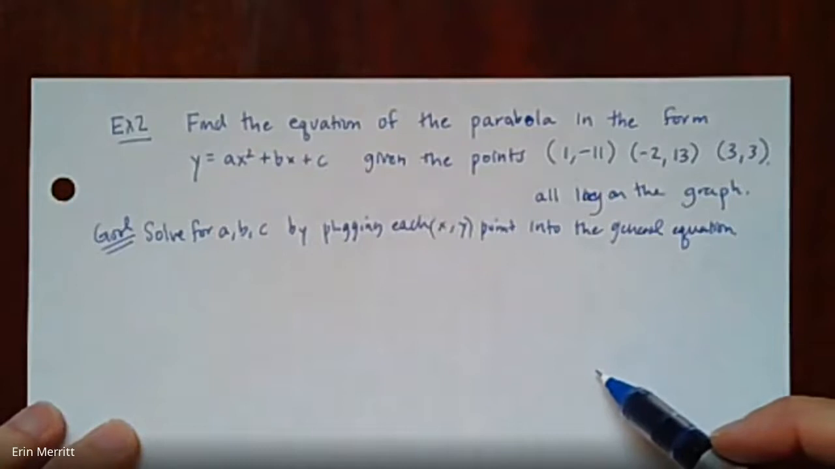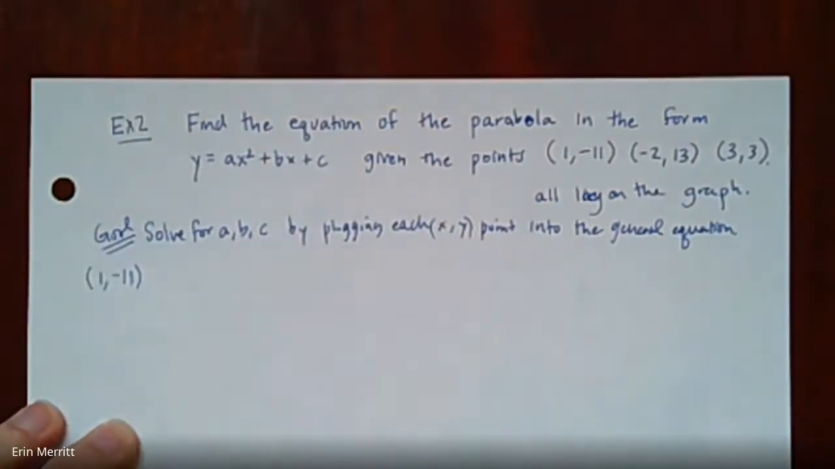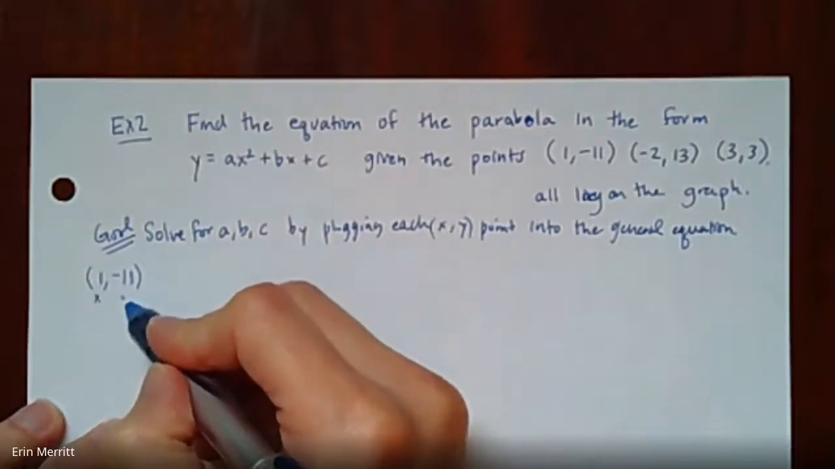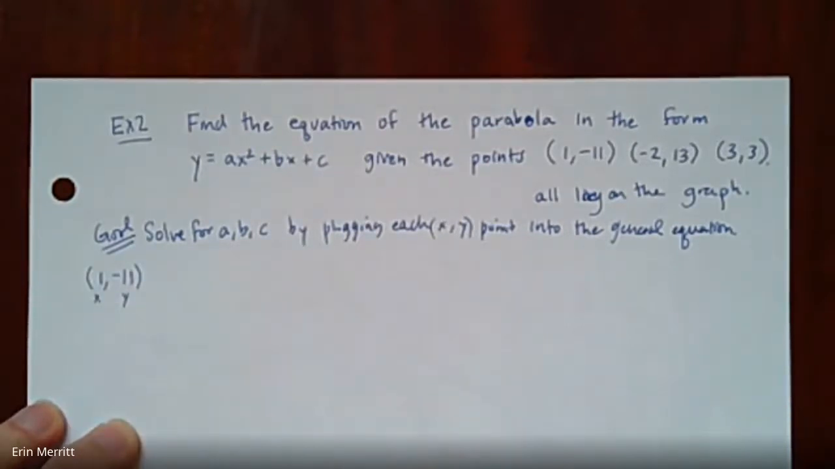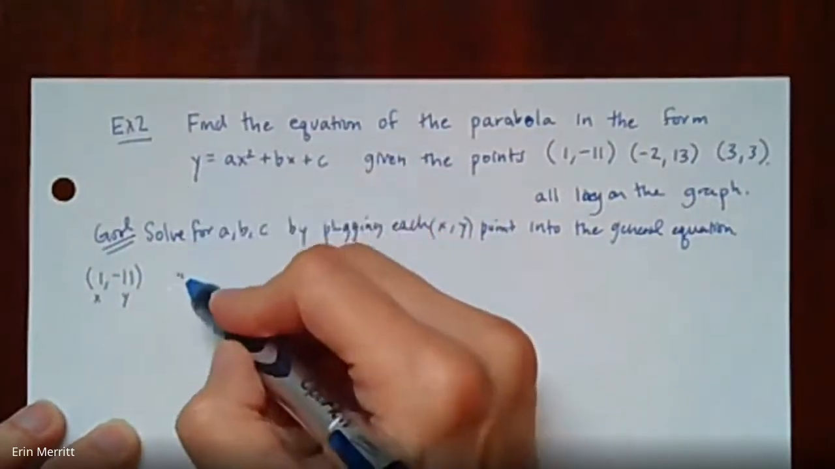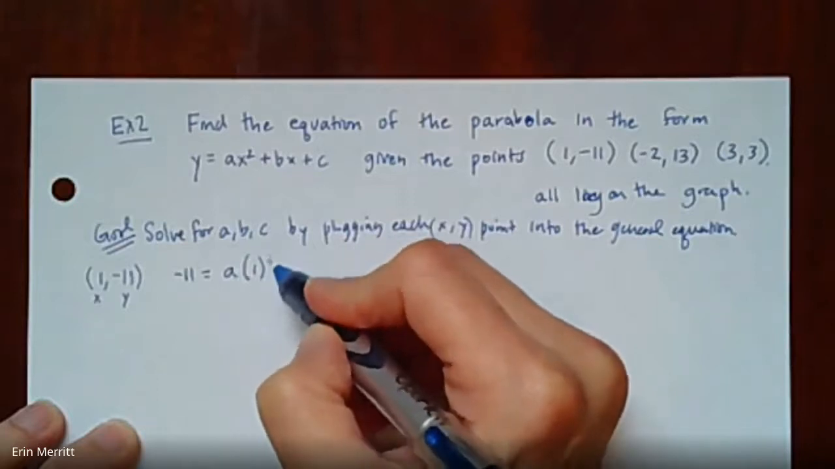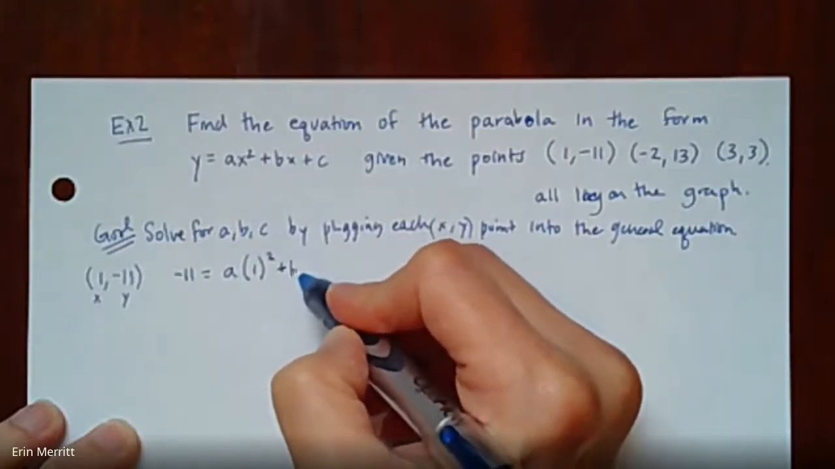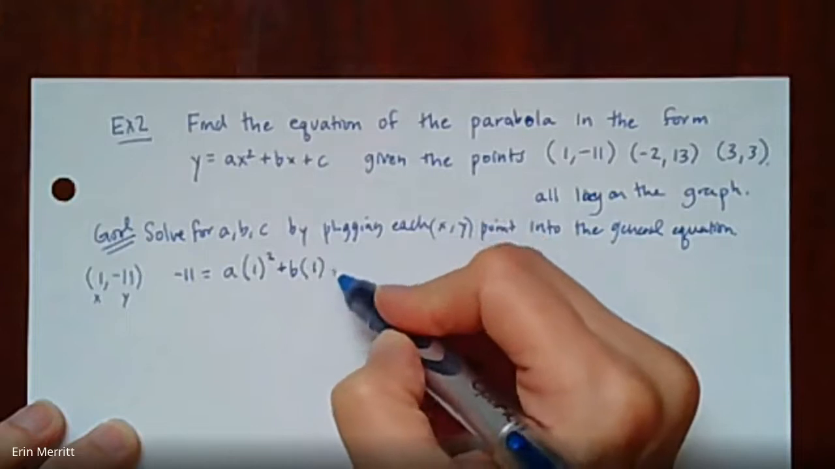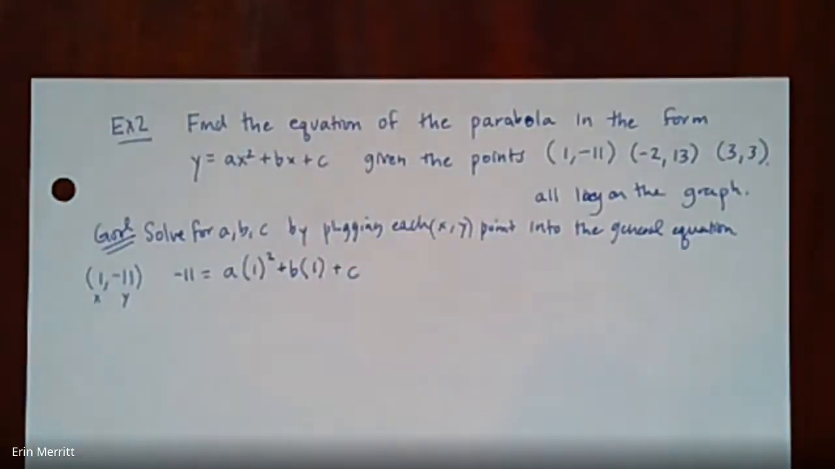So let me walk you through what I'm talking about. Over off to the left, let's put the first point, 1, -11. So the X is 1, -11 is the Y. Let's plug that into the equation, meaning in for Y right here, we're going to put -11. We keep A, in for x, we put 1 and square it, plus b, in for x, we put 1 again, and then plus c. So that's the first thing. Now, we're not going to leave it like that. We're going to clean it up.